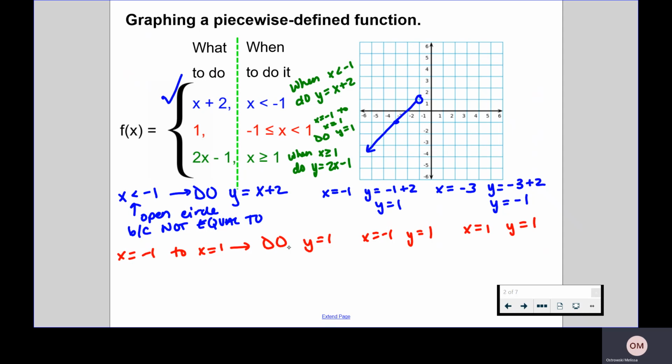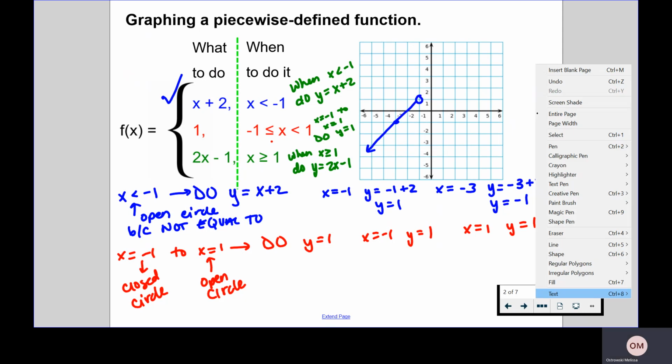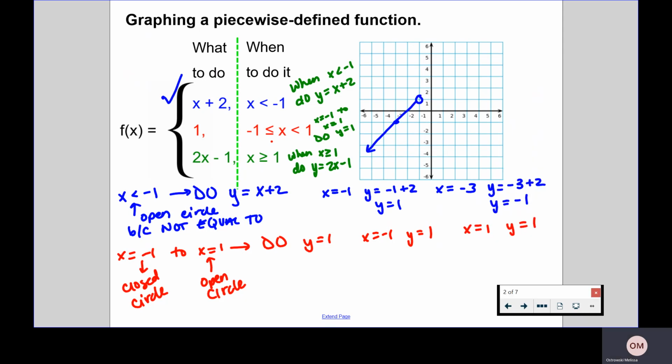Because this is saying no matter what x is between -1 and 1, including -1, not including 1, this one would be open circle because not equal to. This one would be closed circle because it is equal to. Equal to versus the not equal to. That's not there. You have no choice but to be a solid straight line.